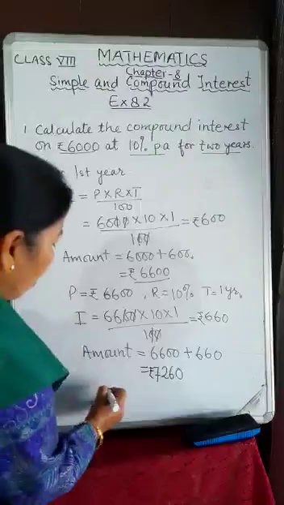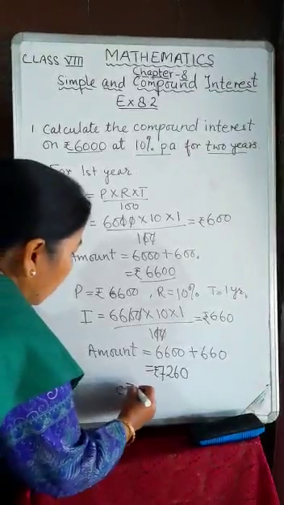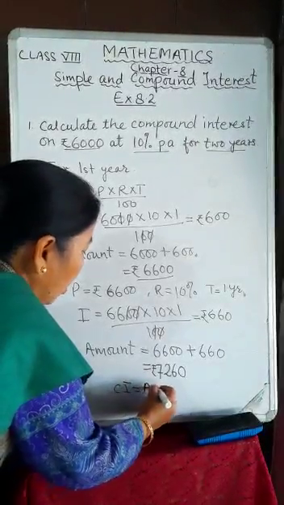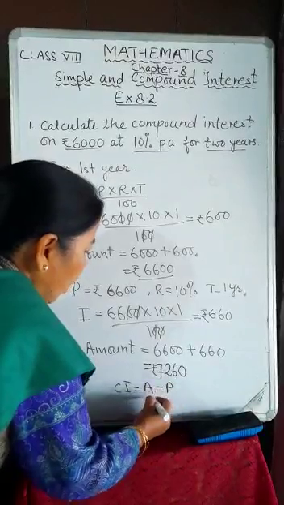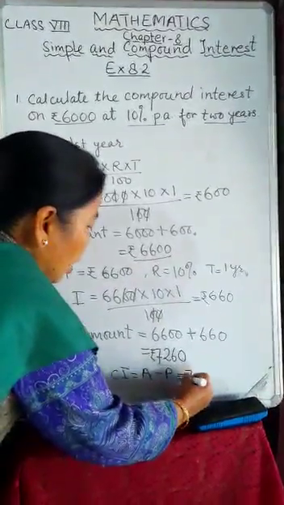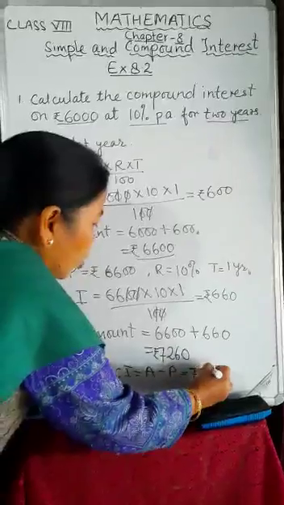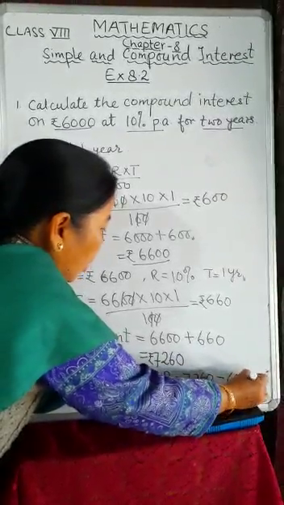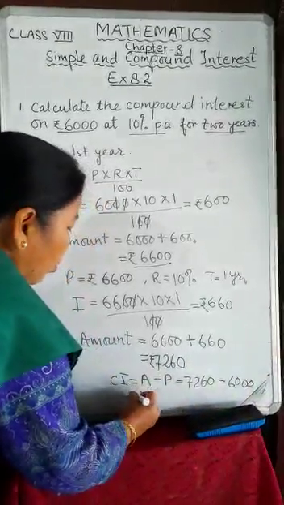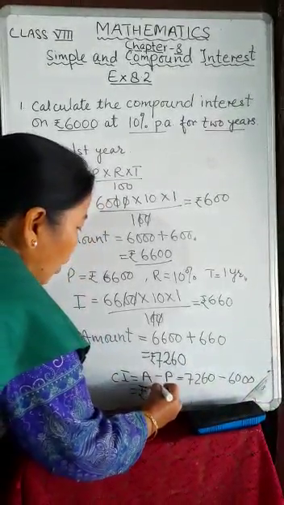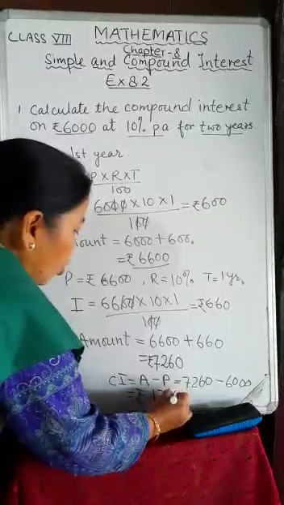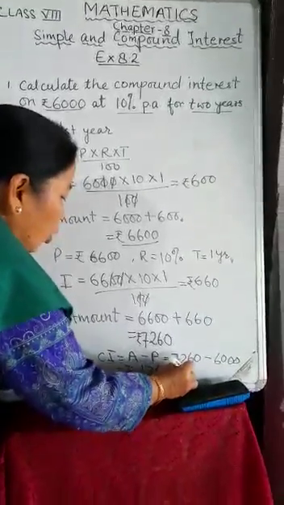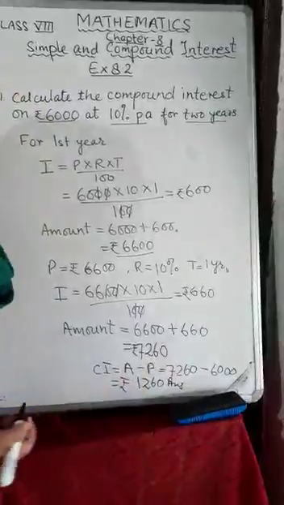7,260. Now to find out compound interest, this is equal to final amount minus the original principal. Final amount is 7,260 and the original principal is 6,000. So the compound interest is rupees 1,260.